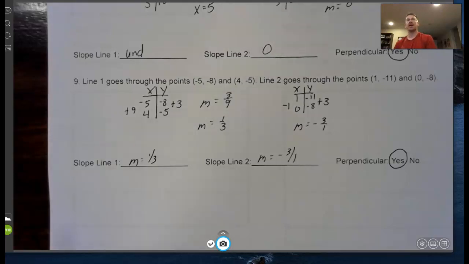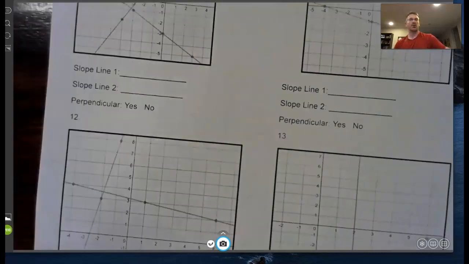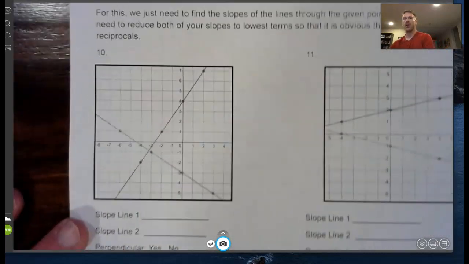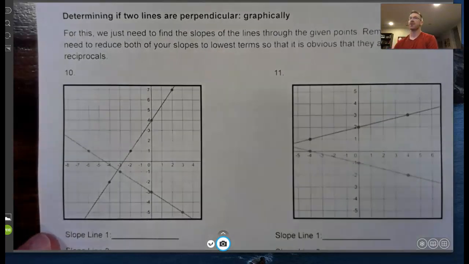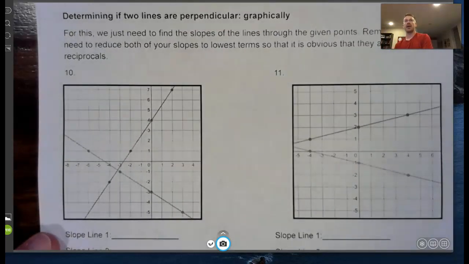So we've done analytical, we've done numerical, and so our final situation is graphical. So we want to determine if two lines are perpendicular graphically. Once again, same process. We just need to find slopes and compare them.